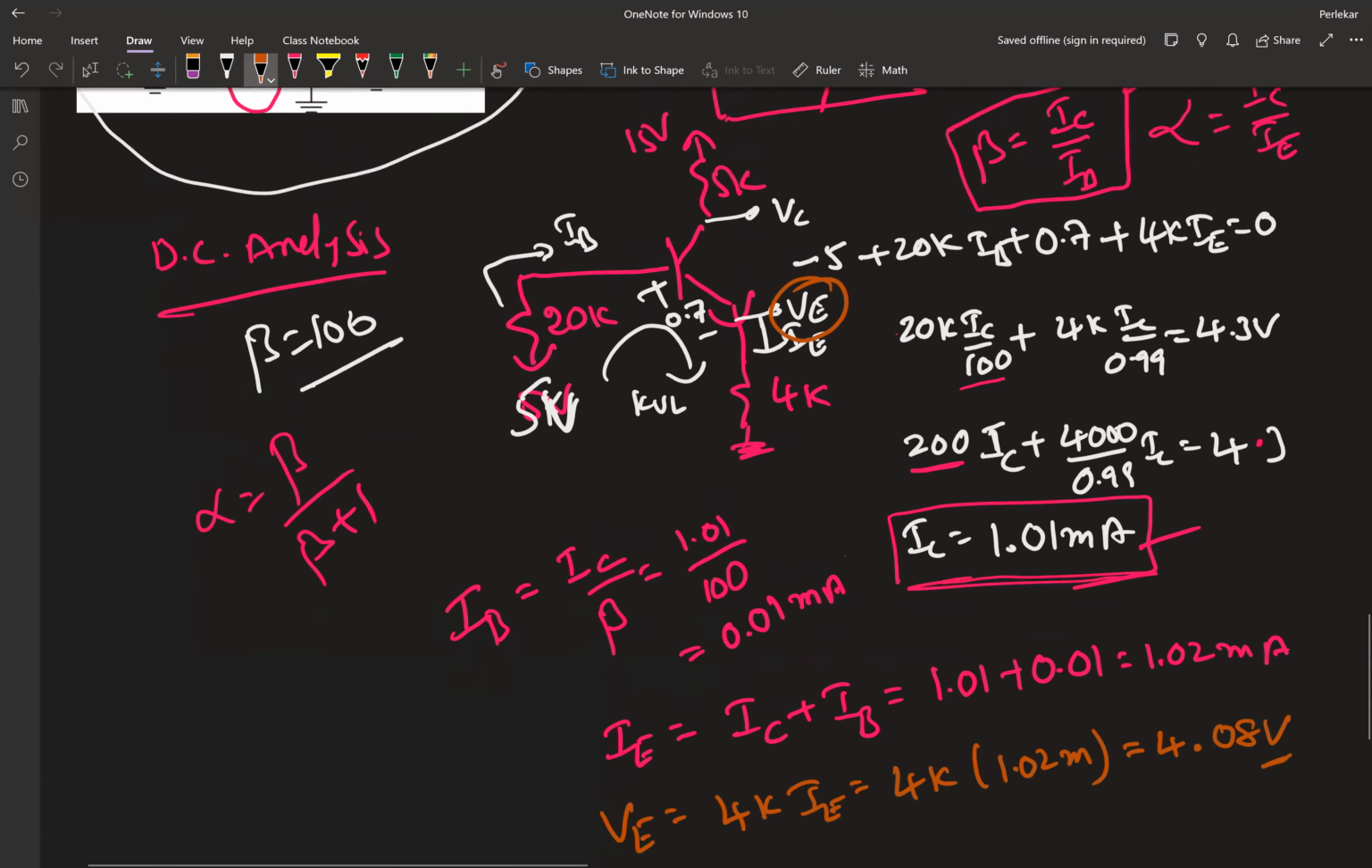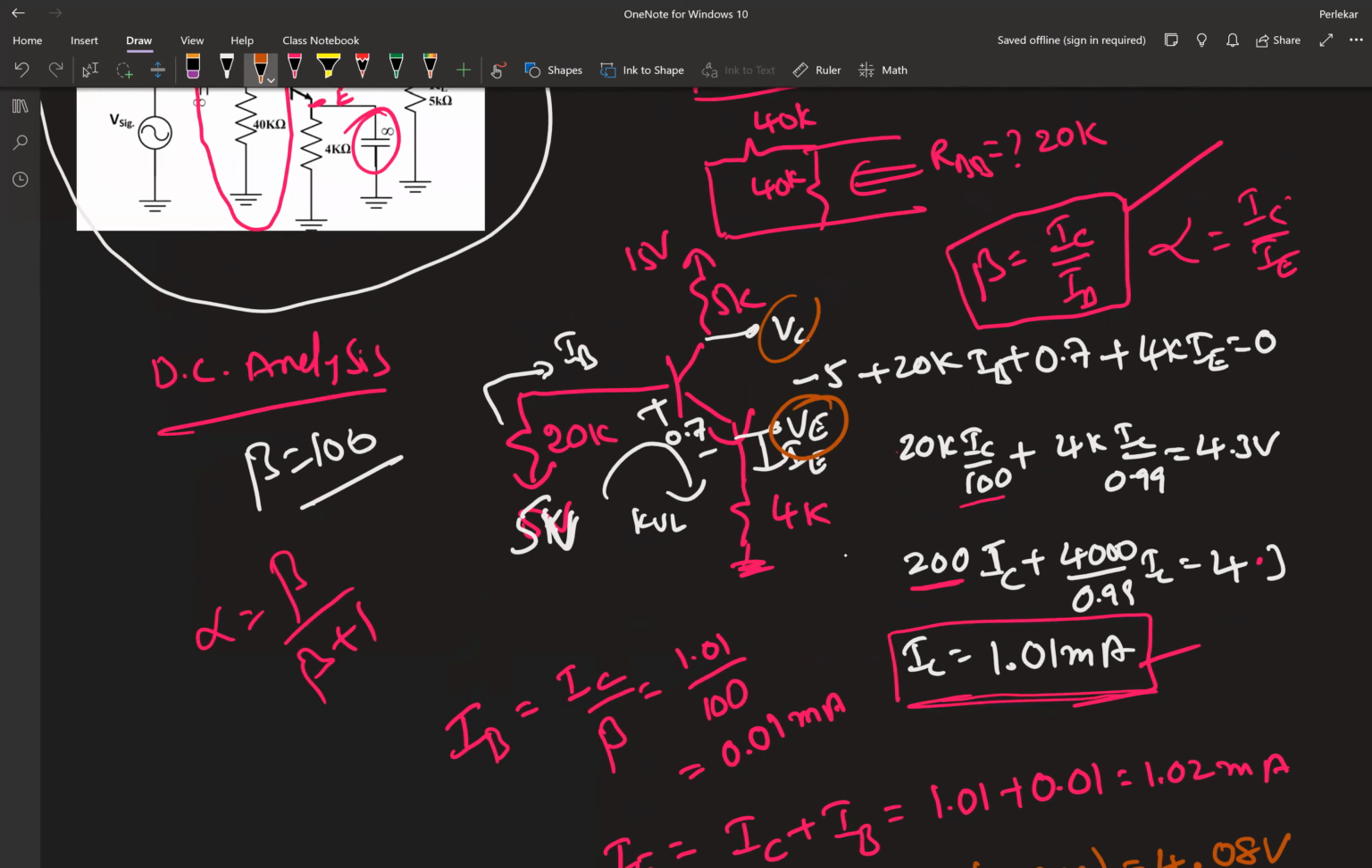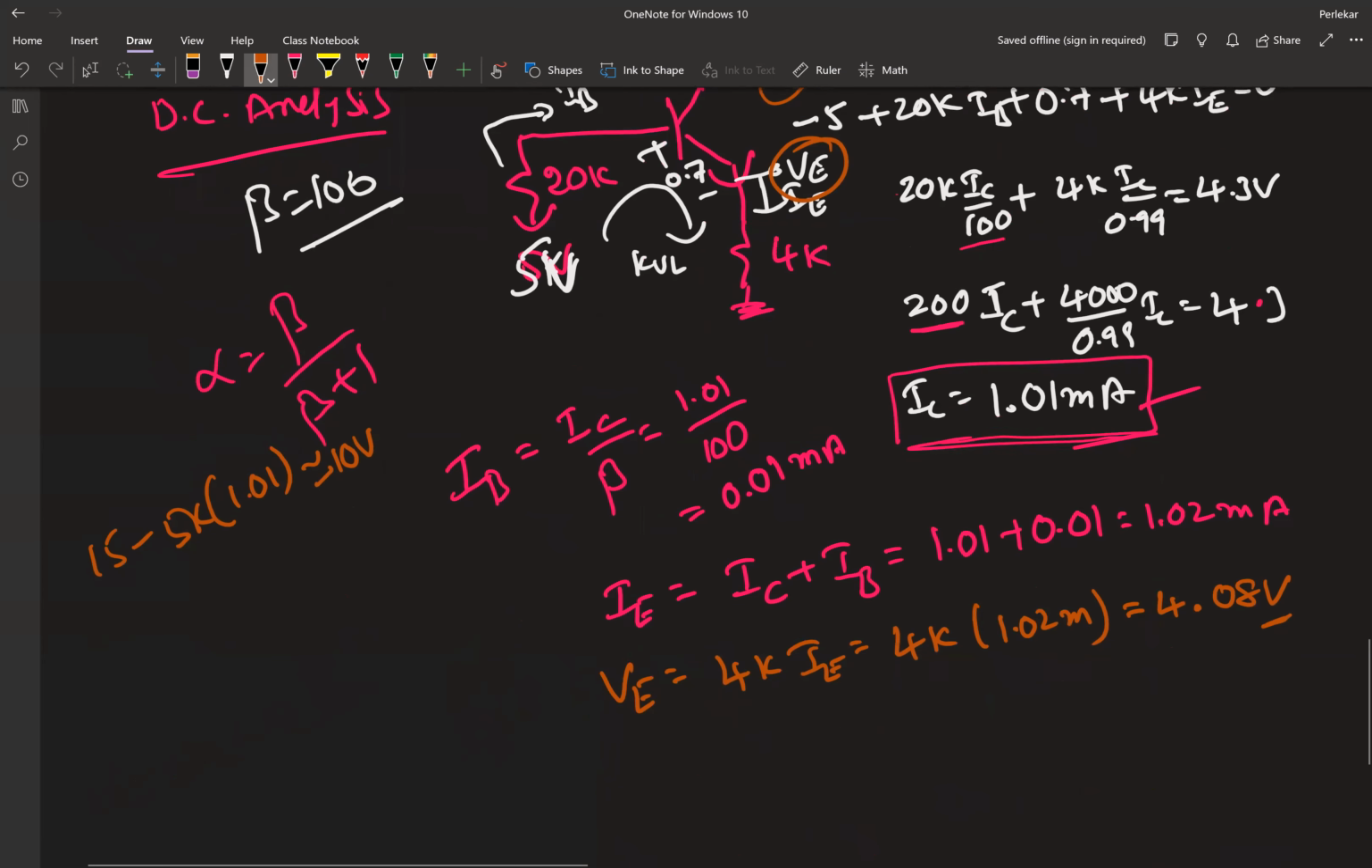I'm going to find VC here. VC equals 15 minus 5K times 1.01, so this is approximately 10 volt. Okay, so VC equals 10 volt.